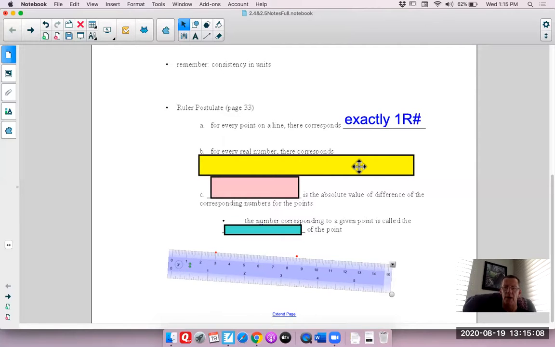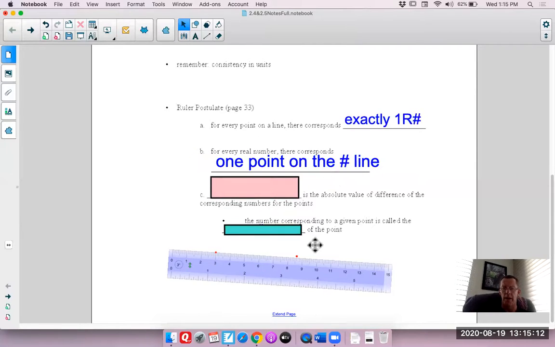Also, for every real number, there corresponds 1 point on the number line. So same thing. If I've got a number line here, let's go to 7, right? So 7 would be right there. That is the only point that has 7 on this particular number line, okay?